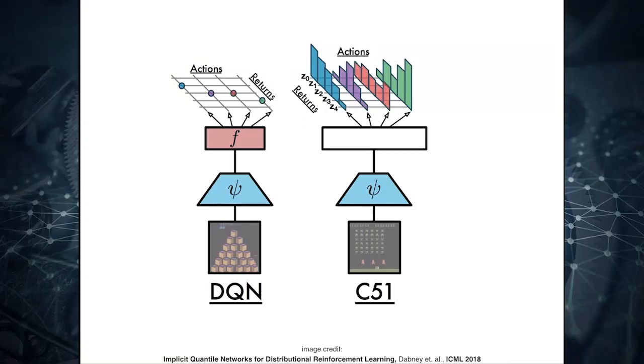But anyway, it's a really simple change to DQN in terms of architecture. Here in DQN, for any state, it would give you an action value for all the actions: one Q value for each action. In this case, you're getting a return distribution for each action.